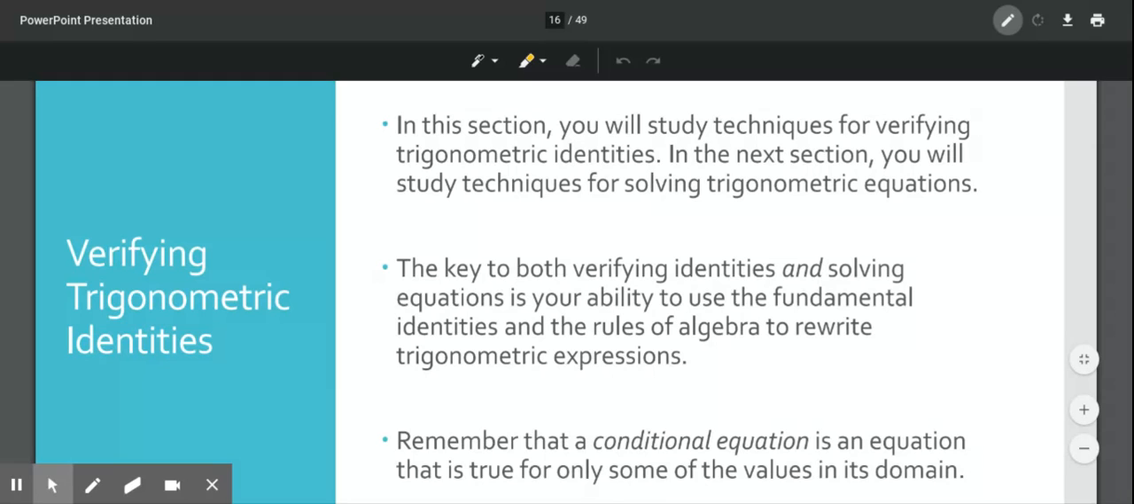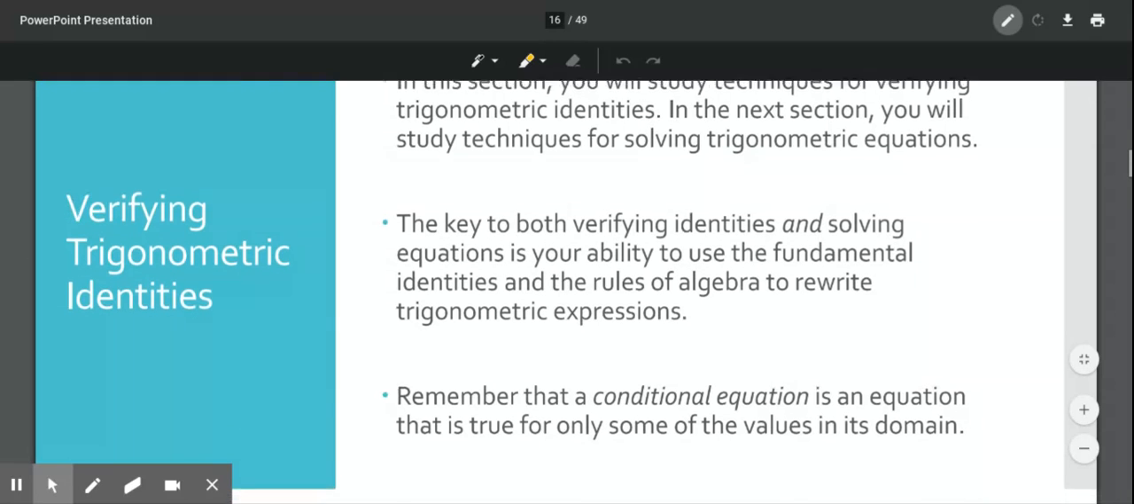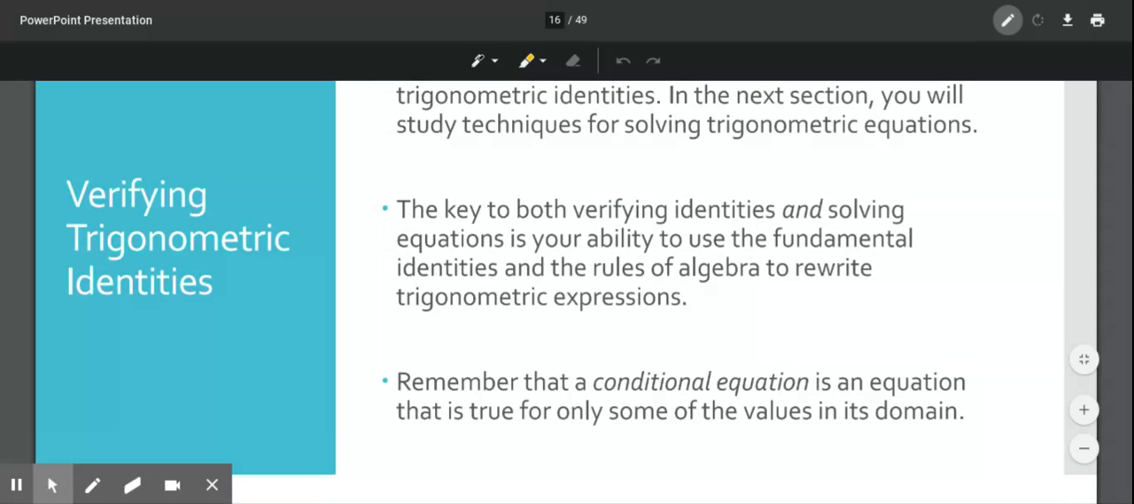And so usually what people find is that this is a little bit easier because you know where you're supposed to get to. It's not like a simplify problem where you're not sure where you're supposed to stop. It actually has something on the other side, so you have somewhere to go with it and have an idea of where you need to end up. In order to do that, you will need to use your identities on your formula sheet, rules from algebra, and then rewriting trig expressions.